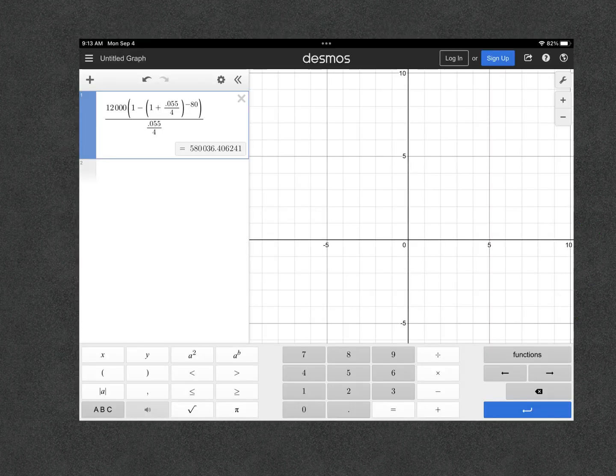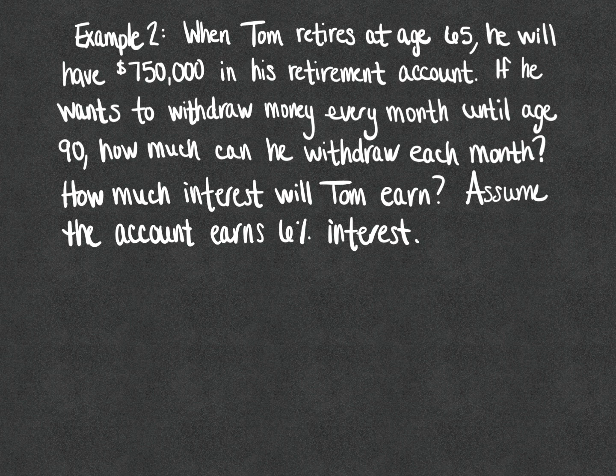On this slide, you will see the calculation that was put into Desmos to get the principal amount, how much she needed when she retired. And so again, just for reference, if you did not get to the same answer of $580,036.41, please check that you have entered it in the exact same way that I have it here on this screen. All right, moving to the next example.